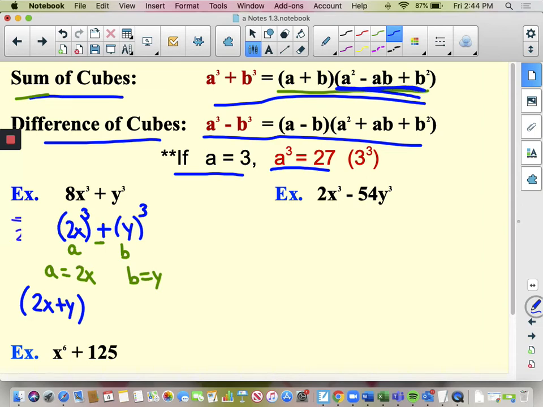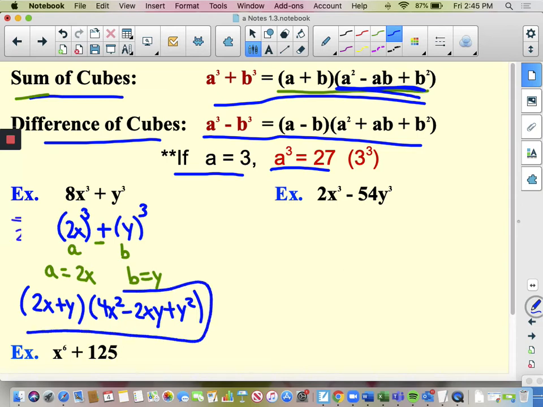Okay, so my A squared, be really careful here, 2x quantity squared is a 4x squared, minus AB, minus 2xy, and then plus B squared, y squared. And that's it. The quadratic piece, by the way, will never factor down further, I promise you. So this is your final answer. And it's not that bad if you get it, because it won't factor down any further.